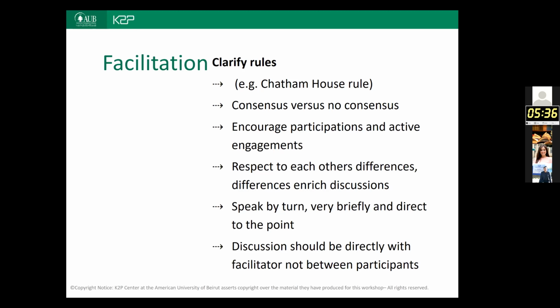You need to clarify some of the rules. For example, what's the Chatham House rule, for example, that you might not associate any name with any statement that comes out. You need to identify if the aim of this policy dialogue is to reach consensus on any of the options. So for example, do you want them to agree to move on with one of the decisions? Encourage the participants to be active, respect each other and the differences that they have for each other.